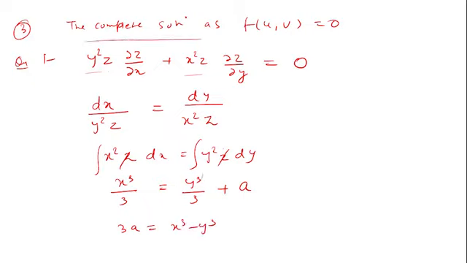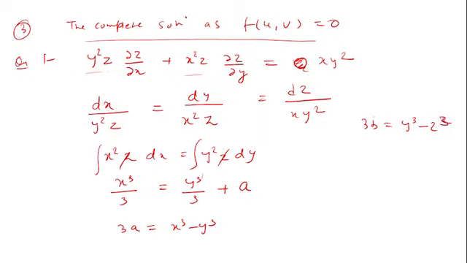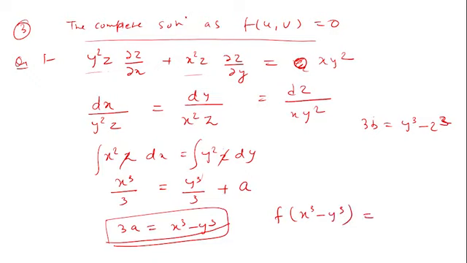Then your complete solution will be f is equals to a function of u and v. V will not come because your R is equals to 0. Suppose your R would be something like x square y square or z square. So you might get one more subsidiary equation, and with that you might get one more constant like 3b is equals to y cube minus z cube, something. That is for other. Here you write your solution as f of x cube minus y cube is equals to 0.